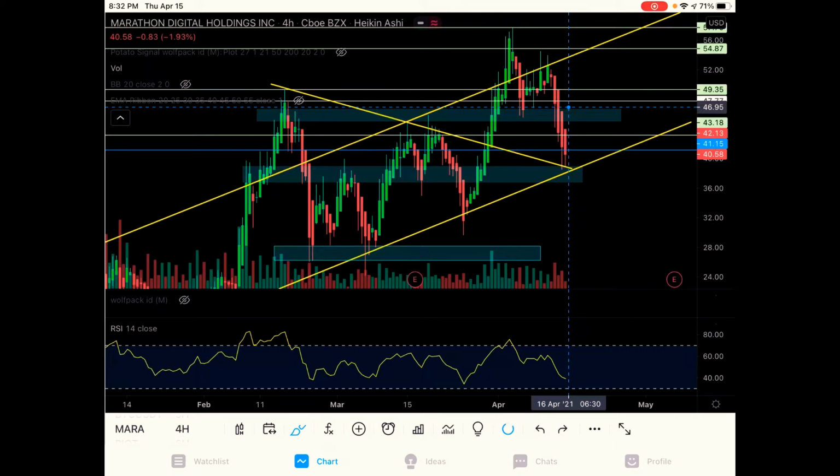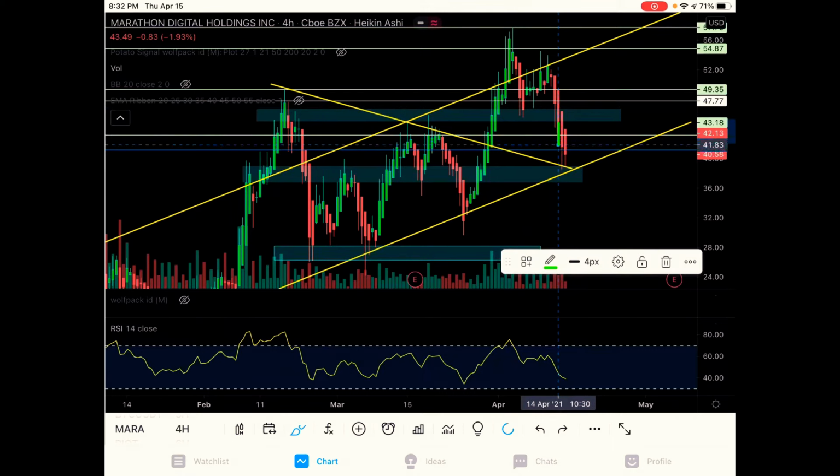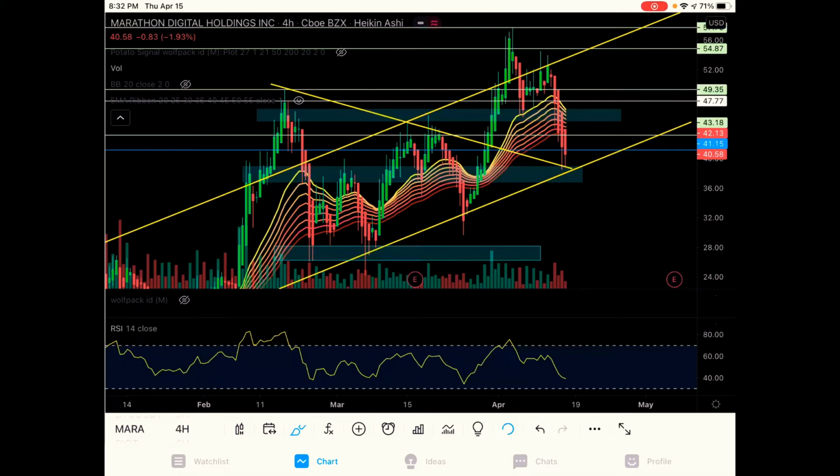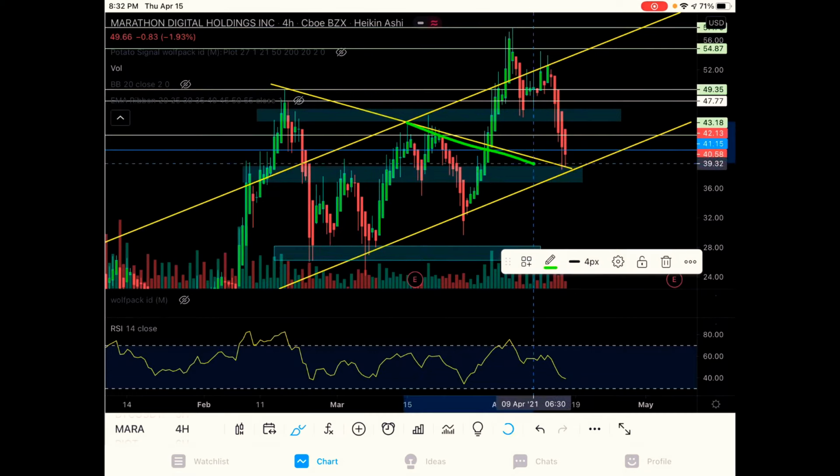But today we saw it break down, and we saw another continual move down to the $38 mark, I think, which was the lowest for Mara at this point. And we saw that actually retest. So we had this symmetrical triangle playing out right here.